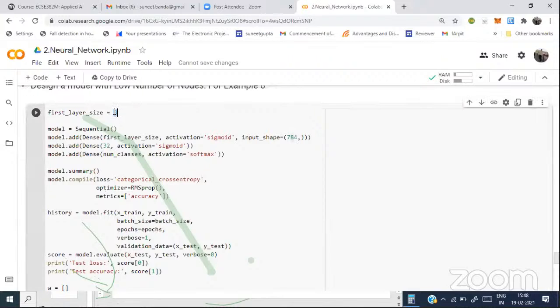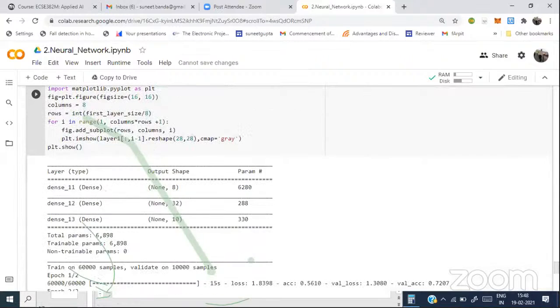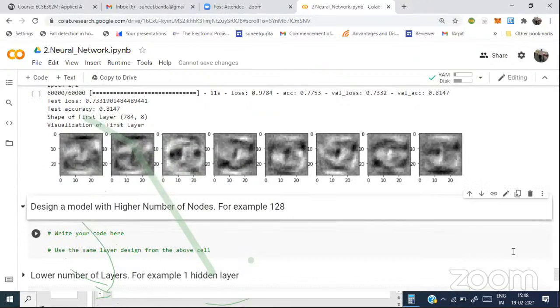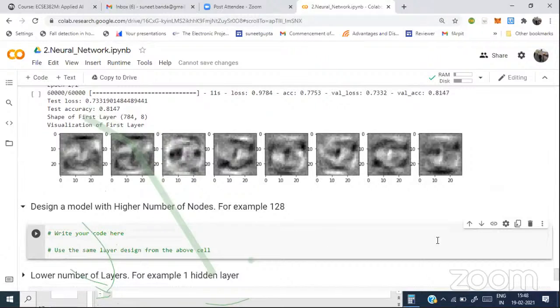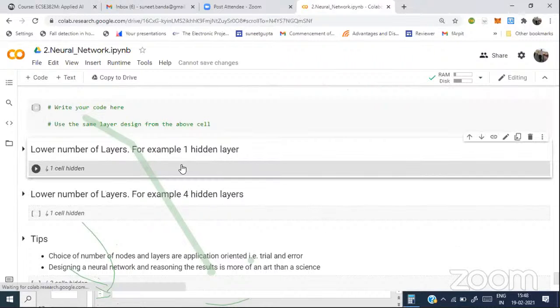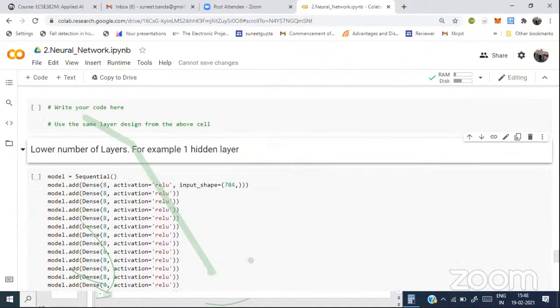At the first layer only 8 nodes are there. So this model is given. Just try to make the change in the model. Then design a model with a higher number of nodes. So in this cell, all of you write the code. Okay, and similarly, lower number of layers, you see.